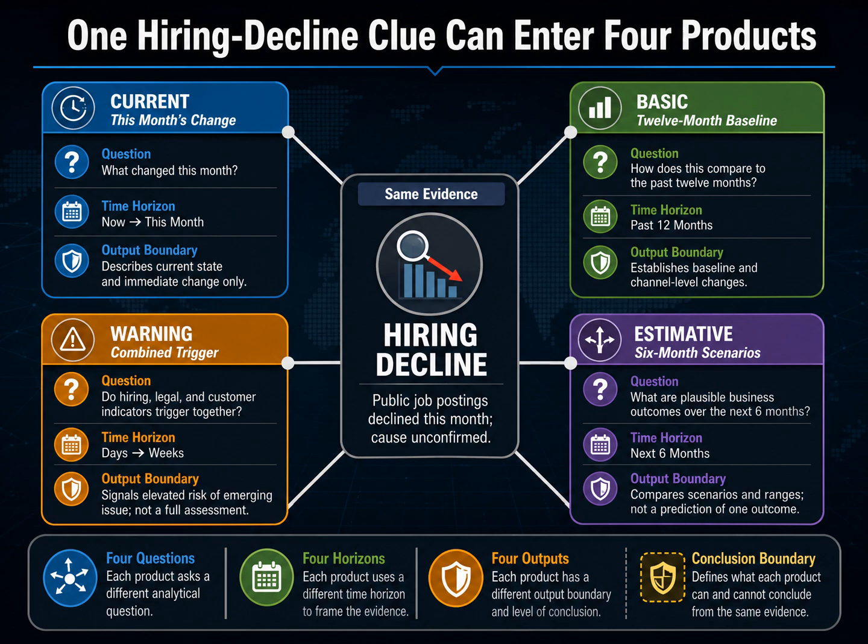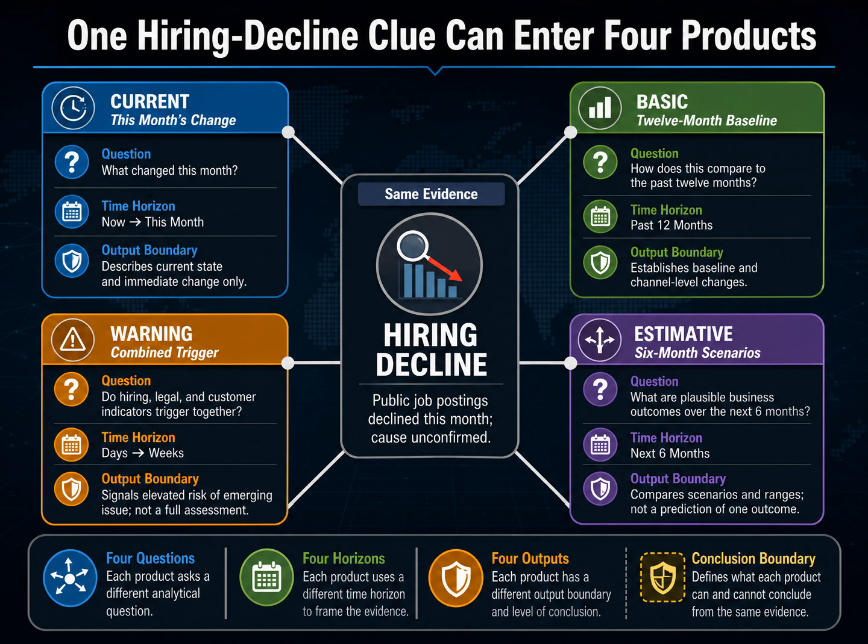Warning intelligence checks whether hiring, legal, customer, and management indicators trigger together. Estimative intelligence asks which operating scenario is more likely over the next 6 months. All 4 products may cite the same evidence ID. Their questions, time horizons, and conclusion boundaries are different.